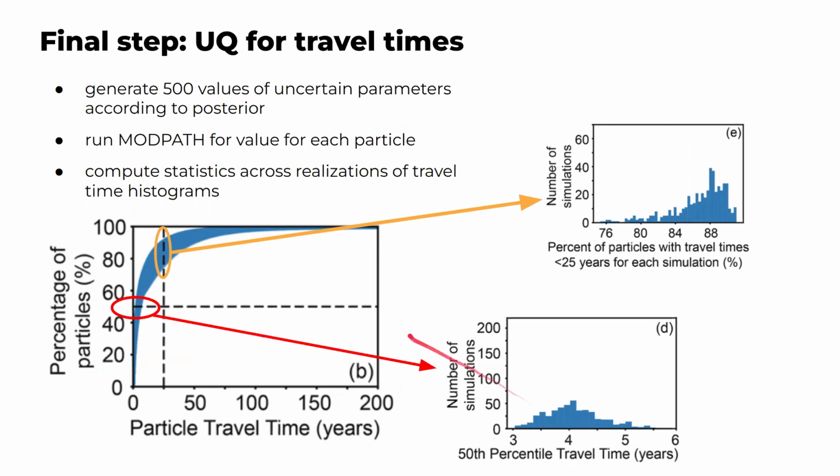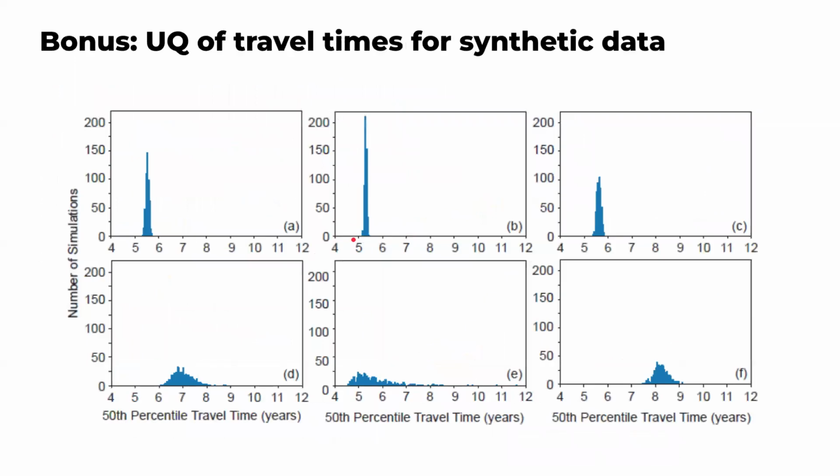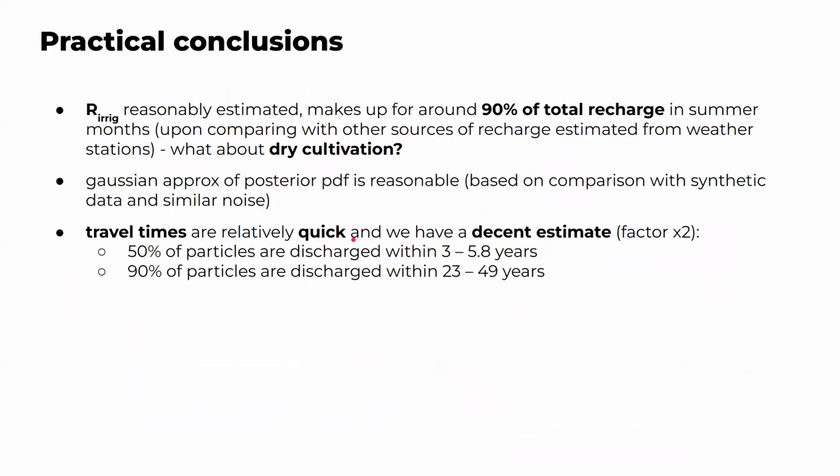And if you repeat the same analysis for 90% travel times, you will see that the 90% of the particles are discharged between 25 to 50 years. Factor 2 estimate, and I was told this is reasonably quick as a travel time. Or if you want, 80 to 90% of the particles are discharged between 25 years.